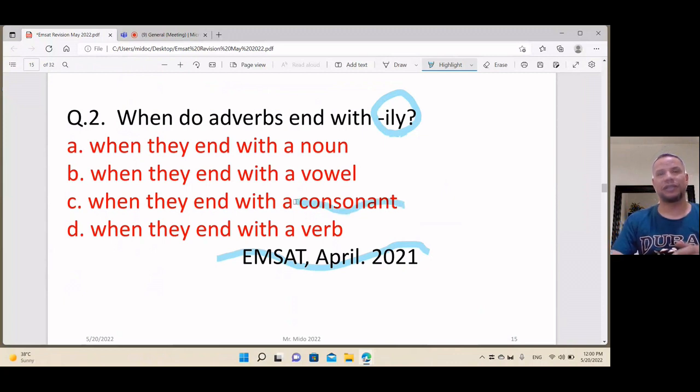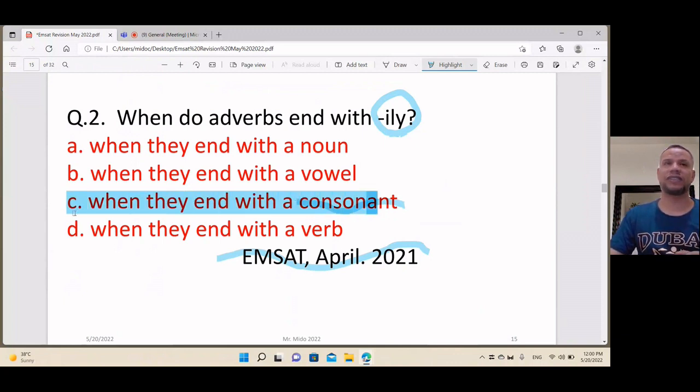Vowels are A, E, I, O, U. Others are consonants. So S is a consonant, R is a consonant, P is a consonant. If I have a consonant before Y in the adjective and I want to change it to be an adverb, I have to add I, L-Y. So happy, happily, H-A-P-P-I-L-Y. So the answer is yes, C.